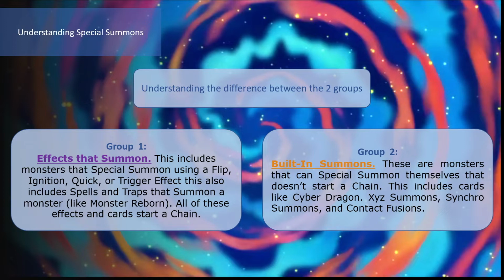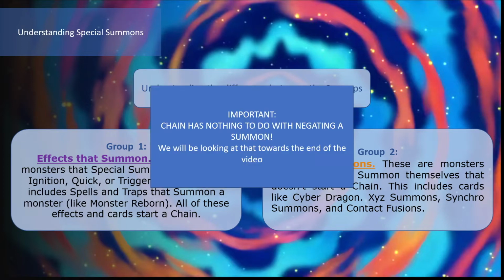Now in group 2 we have built-in summons. These are monsters that can special summon themselves that doesn't start a chain. This includes monsters like Cyber Dragon, XYZ summons, Synchro summons, and Contacts fusion. So what we have to understand here is that chains have nothing to do with negating a summon.